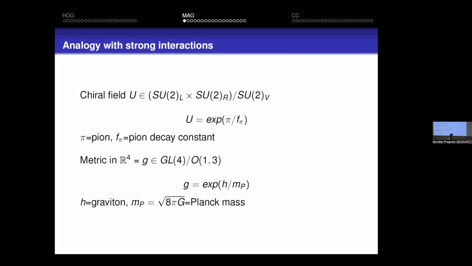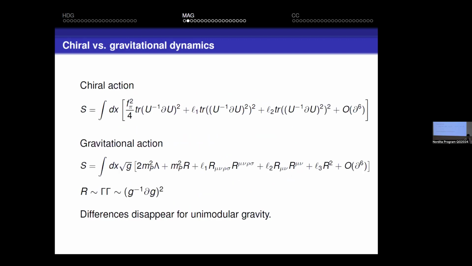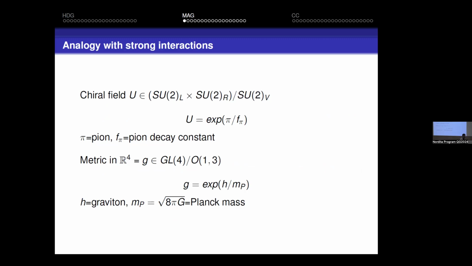All right. So I continue. The second topic was metric-affine gravity. So let me start from this effective field theory that John talked about, which is based very much on the analogy with the chiral theory of strong interactions at low energy. So there is a very strong similarity.